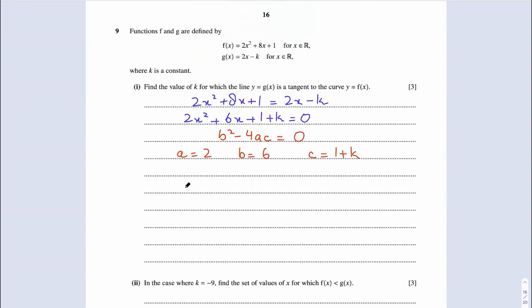Substituting these values in the discriminant, we get 6 squared minus 4 times 2 times 1 plus k equals 0. Expanding this, we get 36 minus 8 minus 8k equals 0. So 8k is equal to 28. k is equal to 28 upon 8, which is 7 upon 2, or 3 and 1 upon 2.